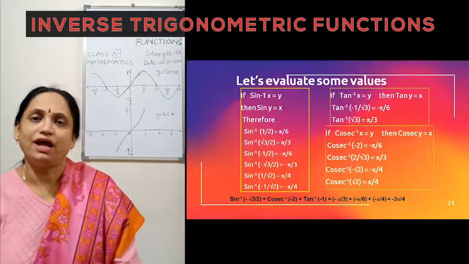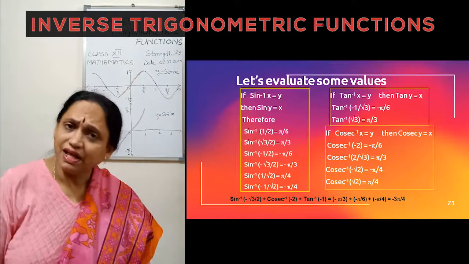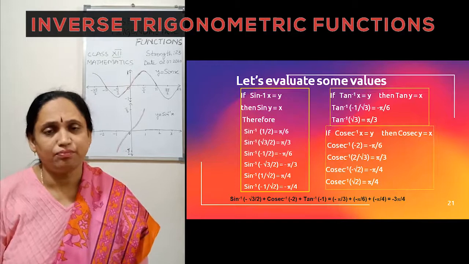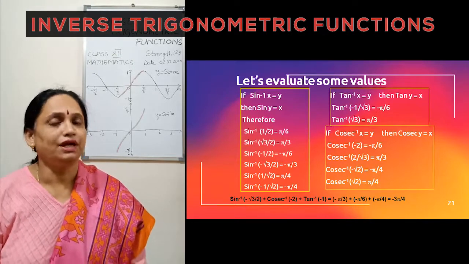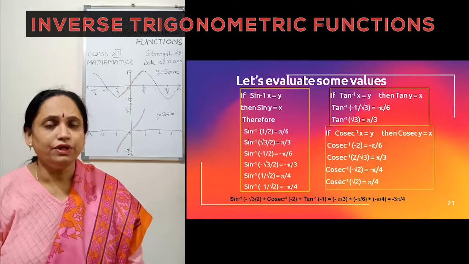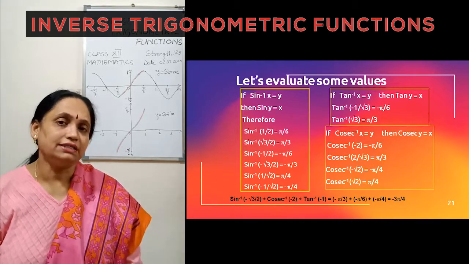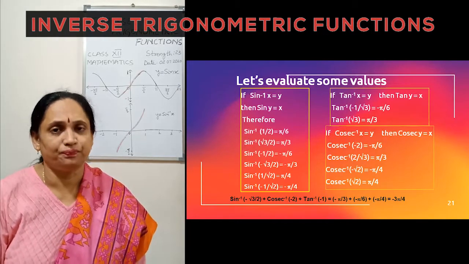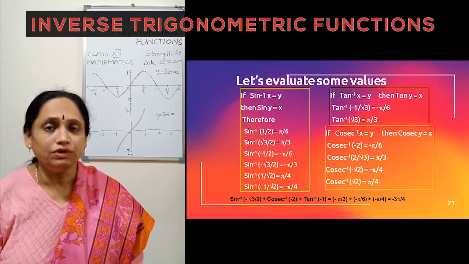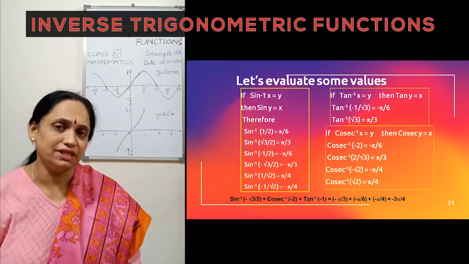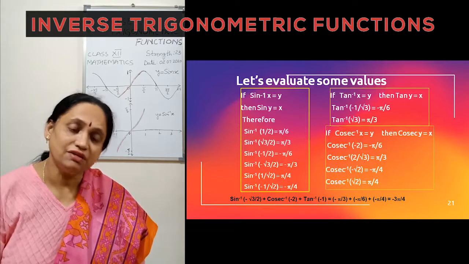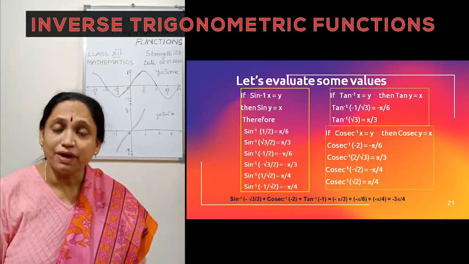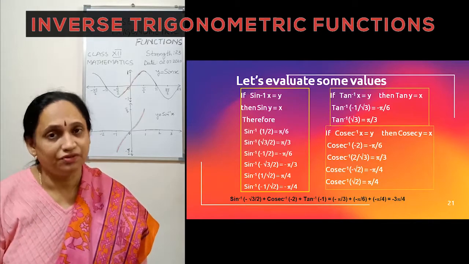So let us write some more values. If sine inverse x is equal to y, then x is equal to sine y. We simply apply this simple principle to find all inverse values. So we know that sine pi by 2 is 1, hence sine inverse 1 is pi by 2. Similarly, sine inverse 1 by 2: we know that sine 30 degrees, or sine pi by 6, is 1 by 2. Therefore, sine inverse 1 by 2 is equal to pi by 6. Sine inverse root 3 by 2 would then be equal to pi by 3.